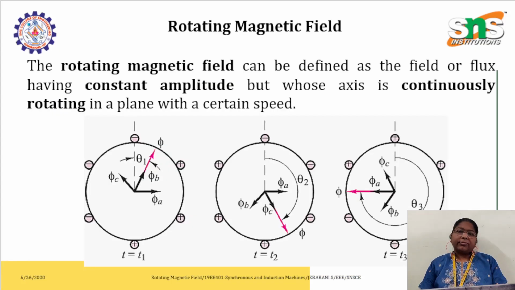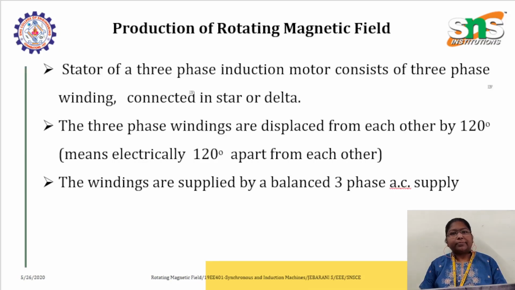A magnetic field of constant amplitude rotates in a plane with a certain speed. We call it a rotating magnetic field. It means that a constant amplitude of flux takes a different orientation at every instant of time, and the direction of the orientation is going to be clockwise. To produce a rotating magnetic field, we need a minimum of two phases displaced by 90 degrees.